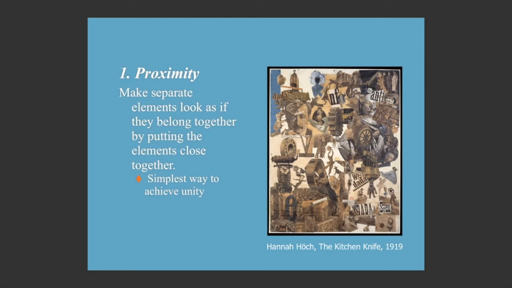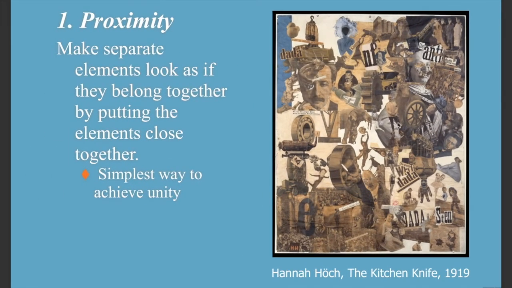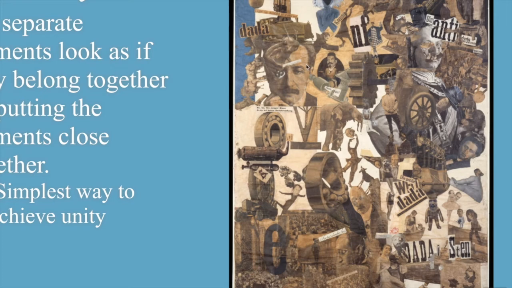So in this collage by Hannah Hoke, the artist is creating unity by simply placing. Well, one way she creates unity, because she creates unity in many ways, but one way she creates unity is by placing the elements close together, and also through overlap, and by doing that they look connected.